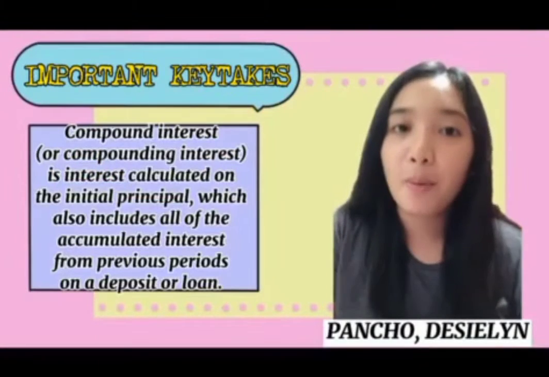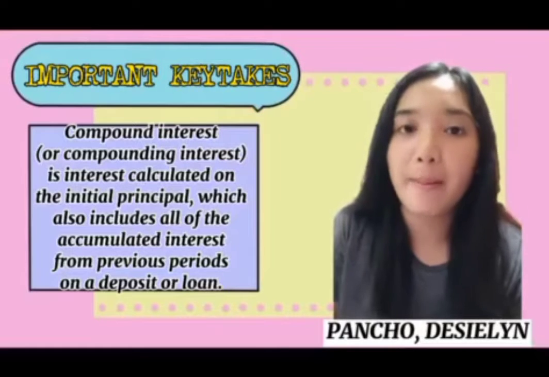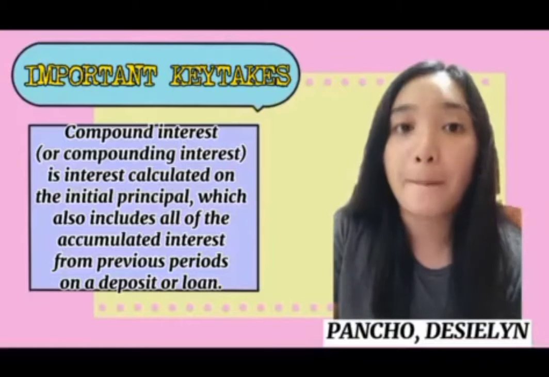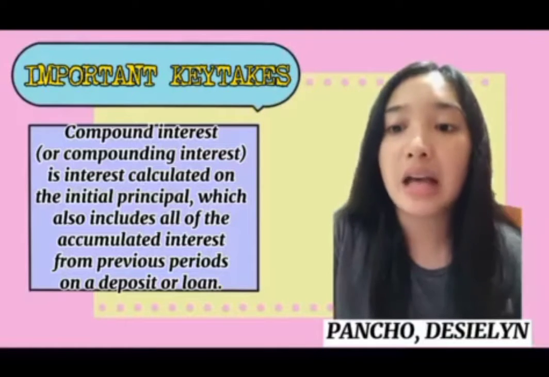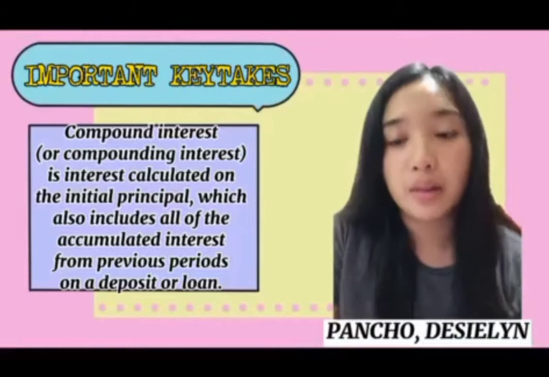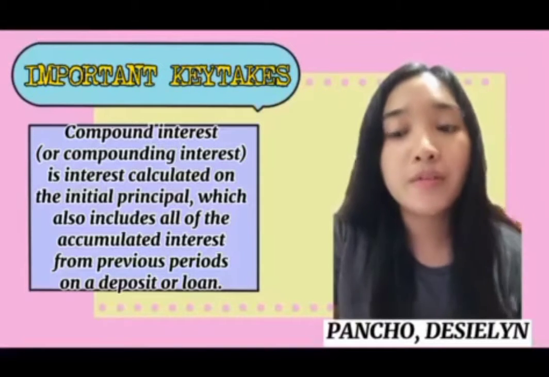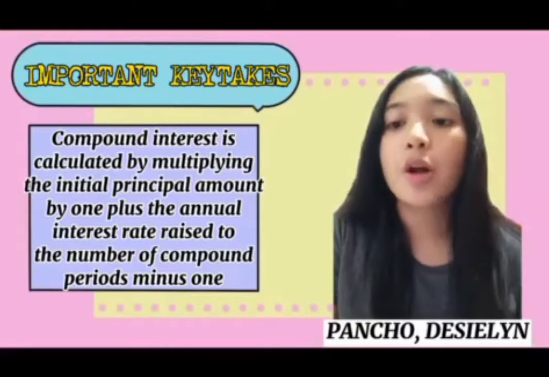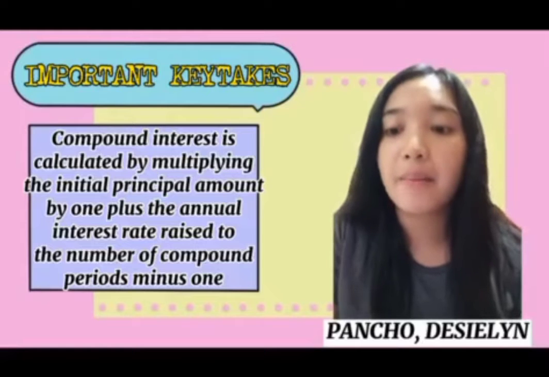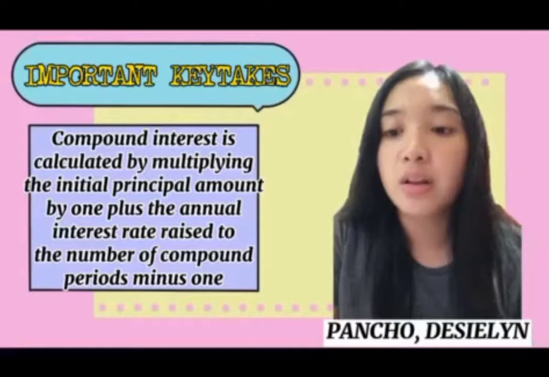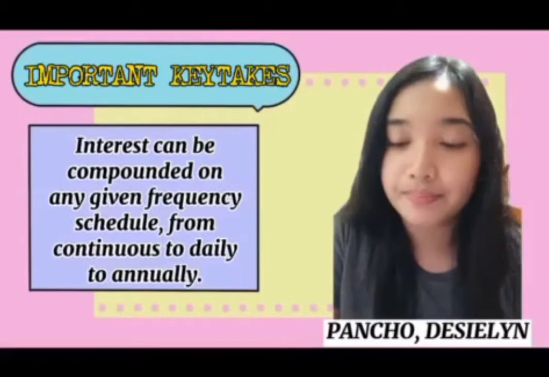So, what are the important things that we should always remember about compound interest? First, compound interest, or compounding interest, is interest calculated on the initial principal, which also includes all of the accumulated interest from previous periods on a deposit or loan. Second, compound interest is calculated by multiplying the initial principal amount by 1 plus the annual interest rate raised to the number of compound periods minus 1.